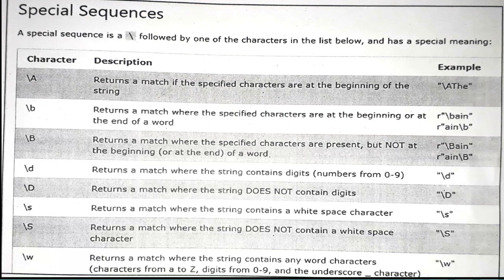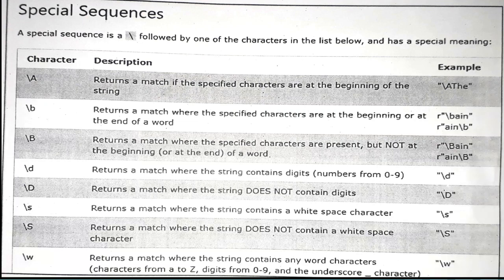Now this is small \w, so it returns a match wherever the string contains any word character. It means if your string contains A to Z, both small a to z and capital A to Z, and if your string contains digits 0 to 9 and the underscore, in that situation small \w will return the result as a match, because by using small \w we are telling that the string can contain all the characters in small as well as capital letters, all the digits from 0 to 9, and underscore is also allowed.